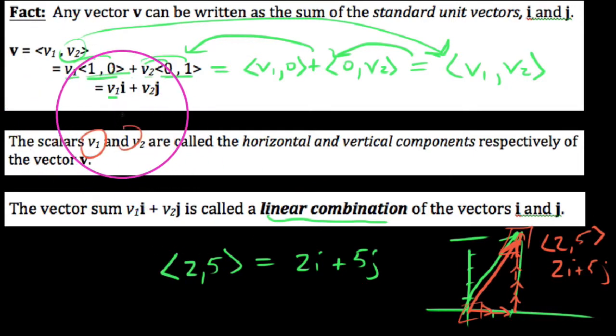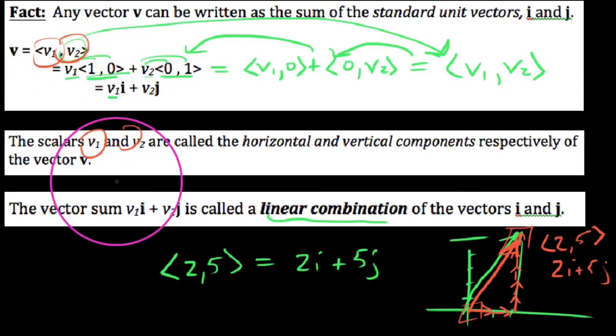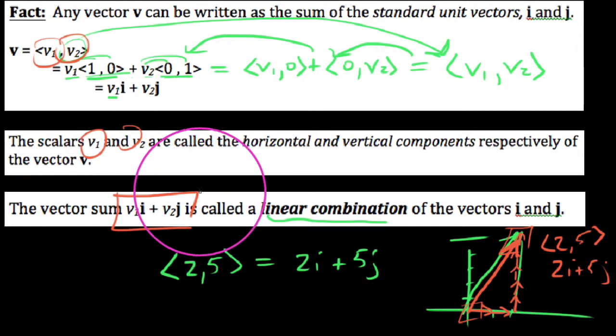So a couple things. First of all, v1 and v2 here, remember we call these the x and y component of our vector in component form. And also we can write v1, v2 as this, which is v1 i plus v2 j, and this is called a linear combination of the standard unit vectors i and j.